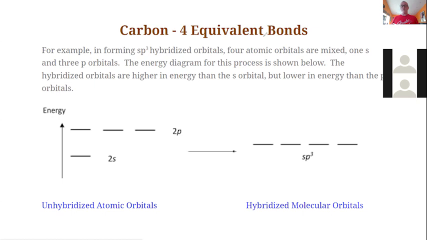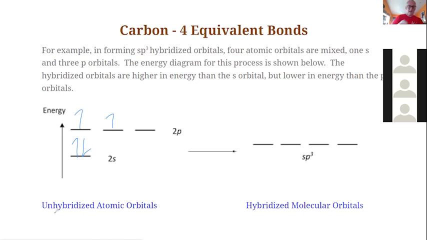So the whole point of hybridization came about. We can just look at carbon in particular. Carbon has how many electrons involved in bonding? How many valence electrons? Is it four? Four, right. So if we were to put them in the unhybridized orbitals, we would go one, two, three, four, right?